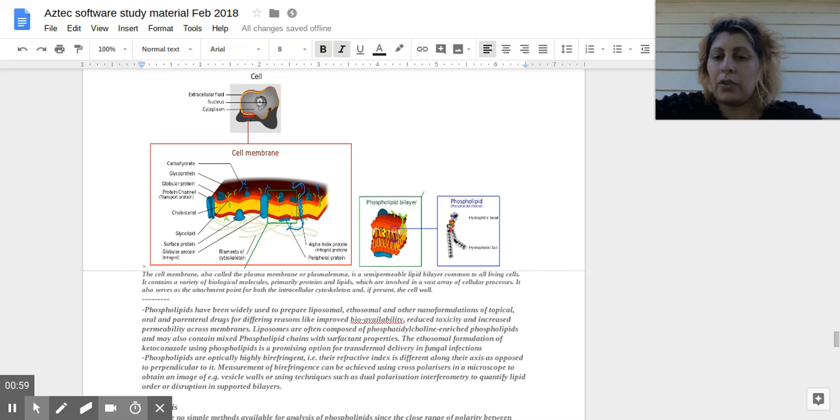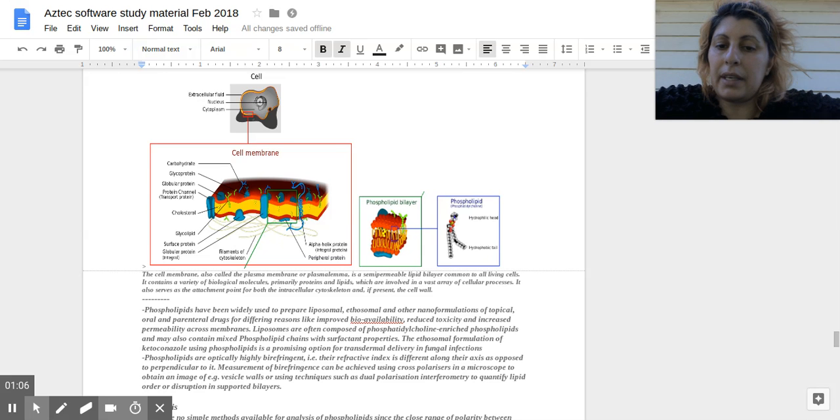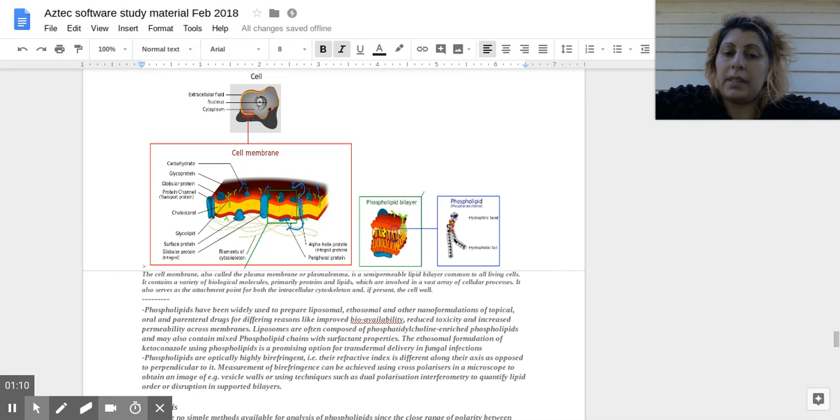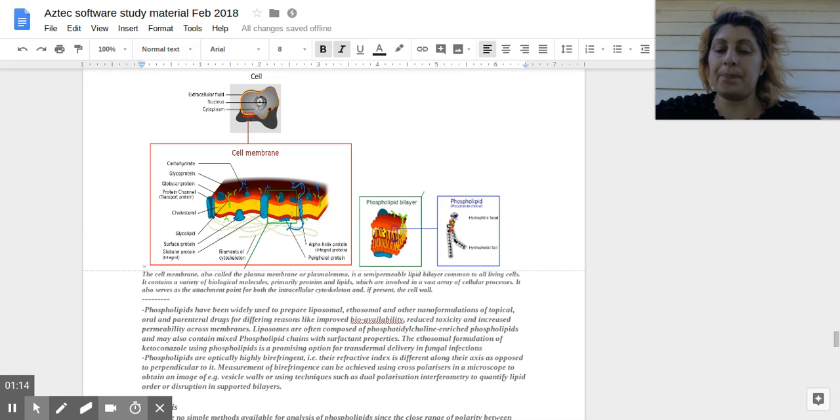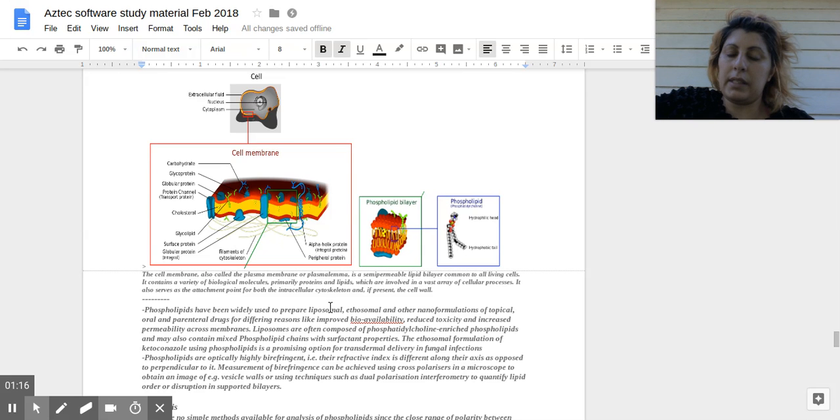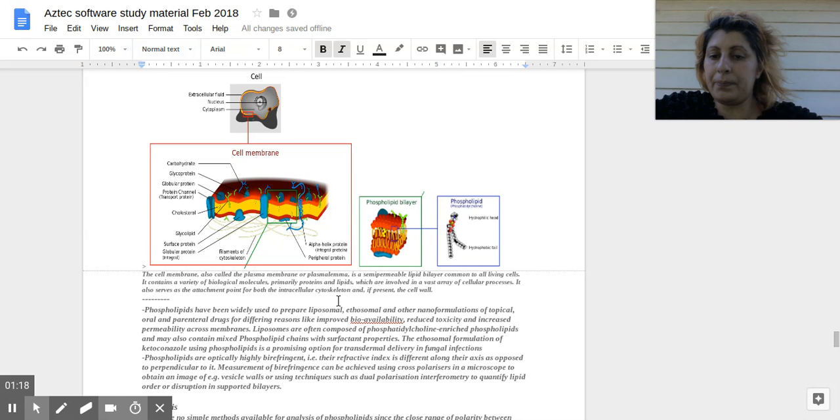The membrane serves as an attachment point for both the intracellular cytoskeleton inside the cell and also, if present, the cell wall for plants and bacteria cells. So, the cell membrane is important.